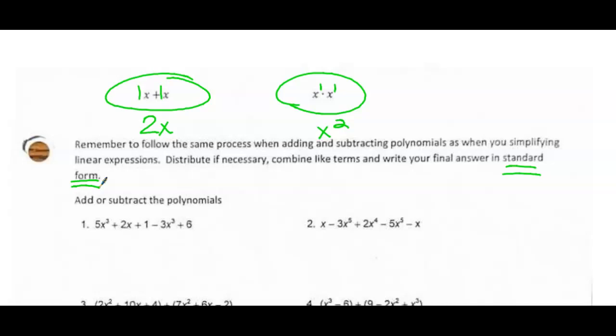Number 1 has 5x cubed, 2x, 1, negative 3x cubed plus 6. 5x cubed and negative 3x cubed are the highest degree. I have to combine those first. 5 minus 3 is 2x cubed. There is no other like term with 2x, but that must come next because it has a variable, x cubed, then x. Last, we have numbers by themselves, 1 plus 6, that is 7.